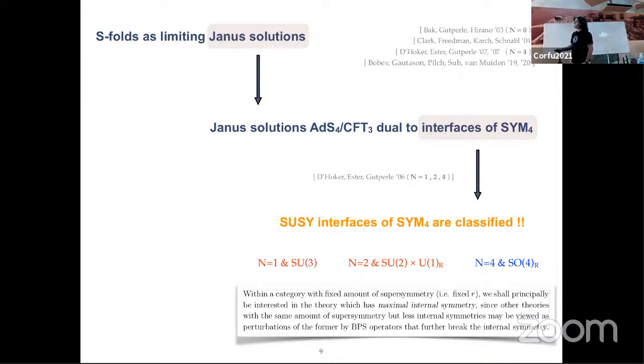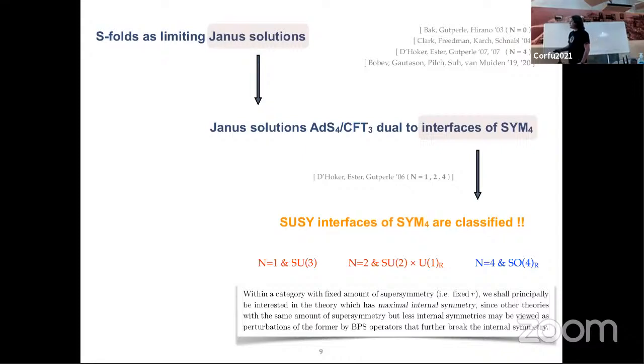And then you go to this paper by these people here, and you find that the possible interfaces of super-Yang-Mills are precisely interfaces of this form. So there is an interface that preserves N=1 and SU(3). There is another interface that preserves SU(2) × U(1), with the U(1) factor being the R-symmetry of this three-dimensional theory. And then there is a last interface preserving N=4, and therefore the SO(4) is identified with the SO(4) R-symmetry group. So this parallels perfectly the various S-folds I showed you before.